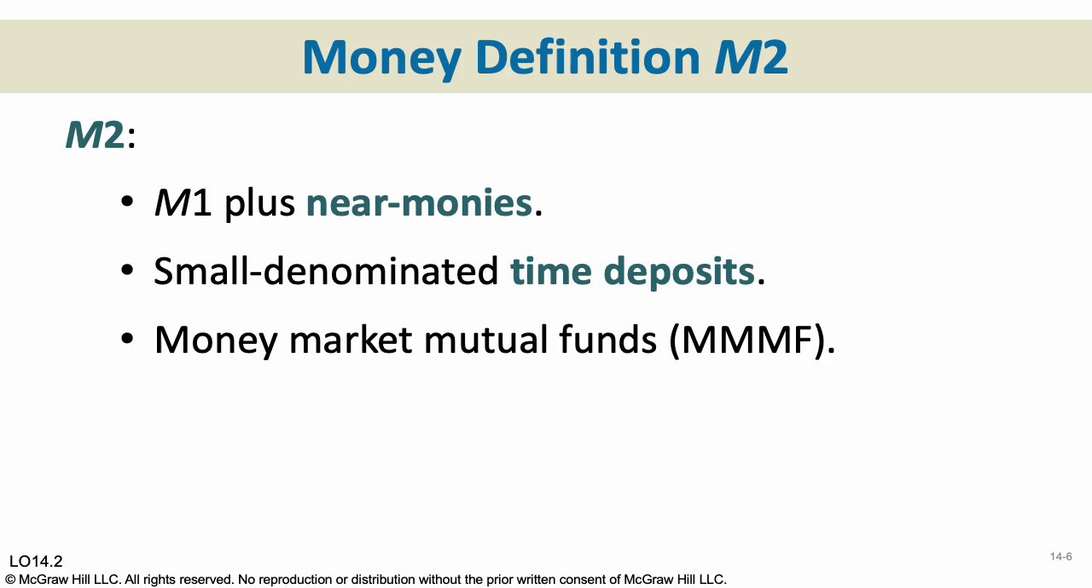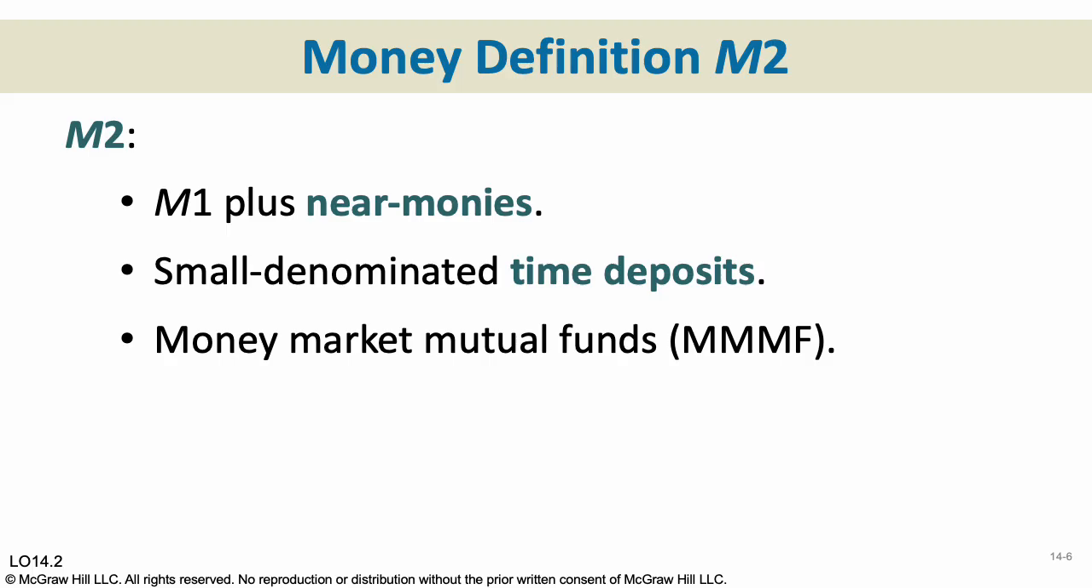M2 is what is known as near money. So it's all of M1 plus anything known as near money. Small denominated time deposits. You might have taken out one day what's called a CD, or a certificate of deposit. That's when you give your bank money denominated in $1,000 increments, and they promise to pay you a rate of return after a certain amount of time. That would be part of M2.